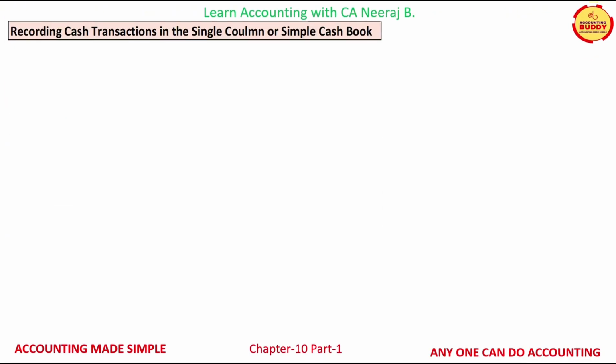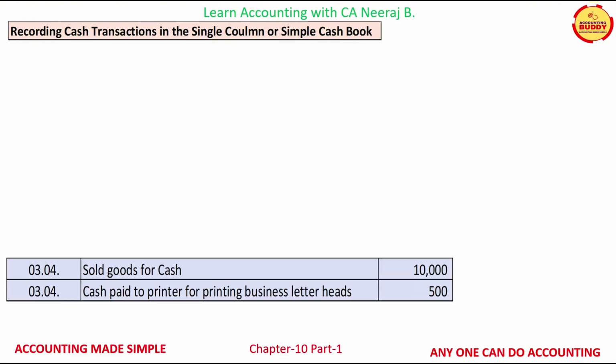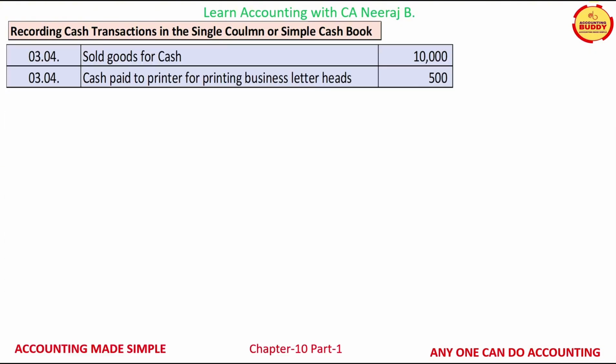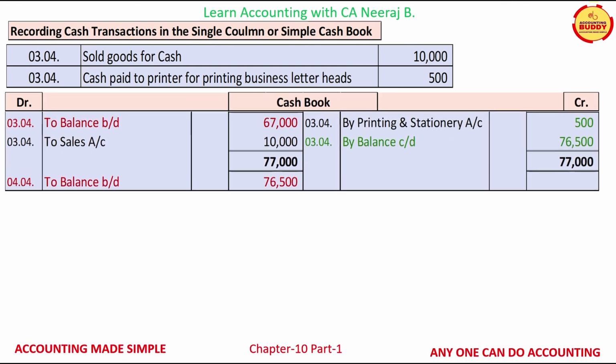In continuation to the previous slide, now the next set of cash transactions dated 3rd of April are appearing on your screen. Post recording of these transactions, the cash book will look like as appearing on your screen. On 3rd April, the closing balance of $67,000 of the previous day, that is 2nd April, will be written on the left hand debit side of the cash account by writing the words "to balance brought down."